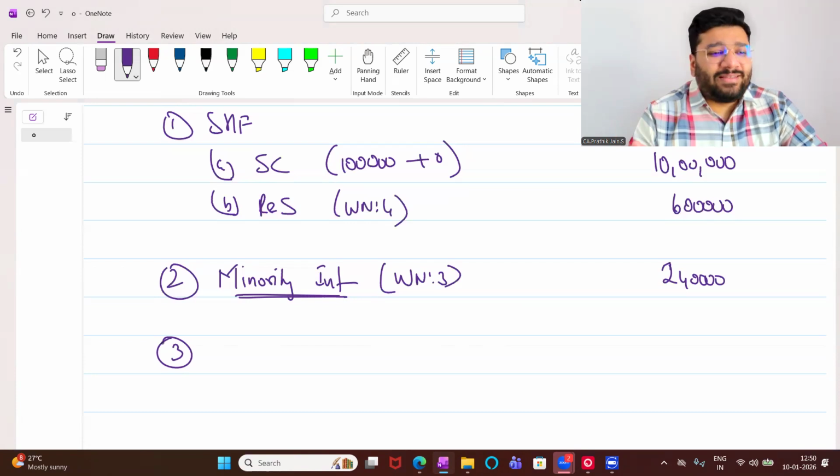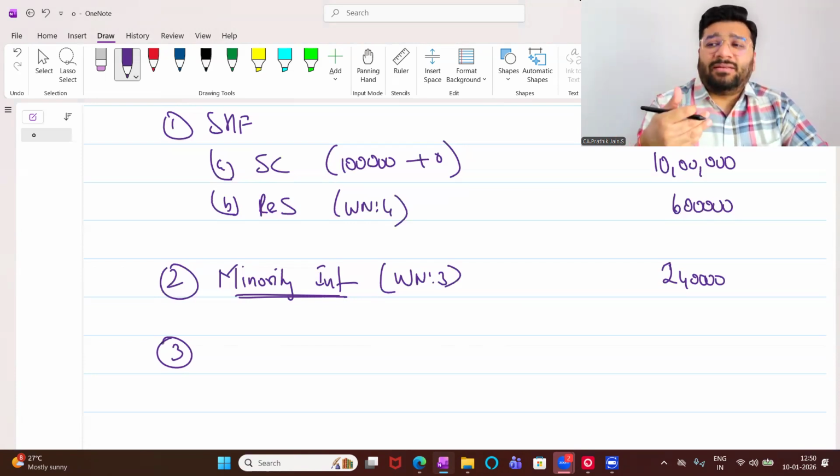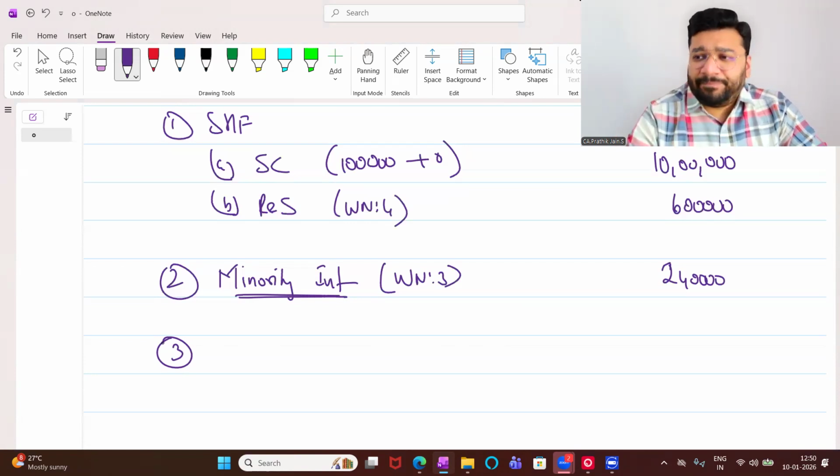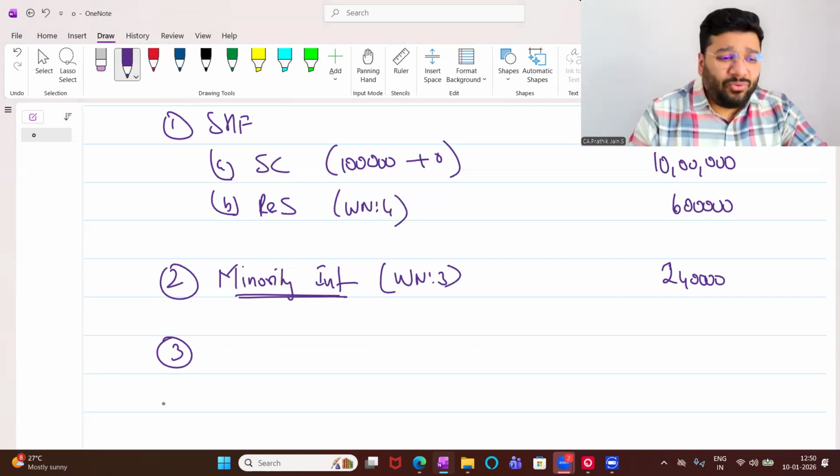Now Piyush is asking, sir, if they ask share application pending allotment, what to do? Make that 2 and make minority interest 3. This is by AS21, it's not by Schedule 3.